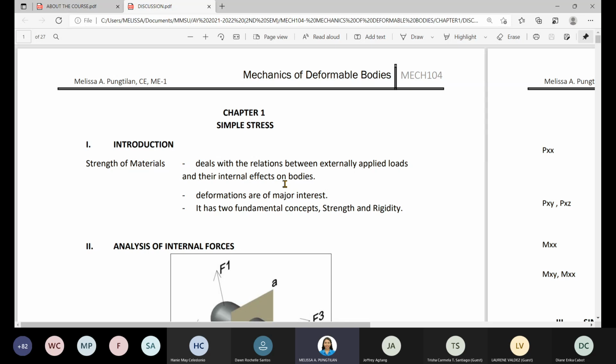Kasi as a civil engineer in the future, hindi ka naman magde-design ng structural element that will have excessive deformation. Kasi pag nagkaroon na ng excessive deformation ng structural element, for sure, hindi maganda yung pagkakadesign or may mali sa design. So as a civil engineer, you must take into consideration those minimal deformations. Kasi automatic na yan. Pag nag-design ka ng structural element, meron na yung deformation. Pero very minimal lang. So yun yung mga pinag-aaralan natin dito sa strength of materials.